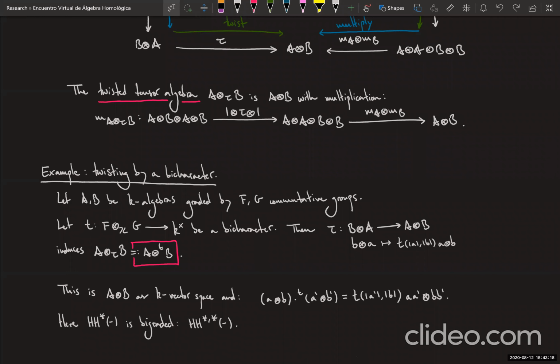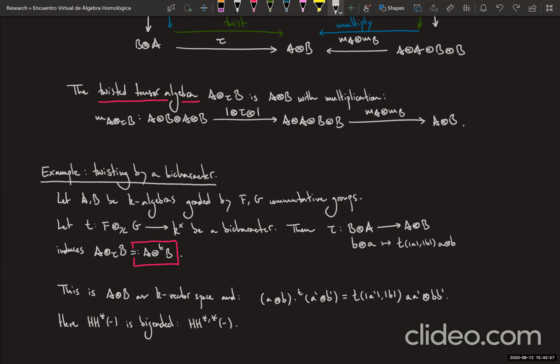So given this bicharacter, the twist, which is permuting A and B and adding a scalar multiple that corresponds to the degrees of A and B according to the bicharacter, this twisting map induces the algebra structure that we call twisting by a bicharacter. When we write everything out, it turns out that twisting by a bicharacter, this algebra is just A tensor B as K vector spaces.